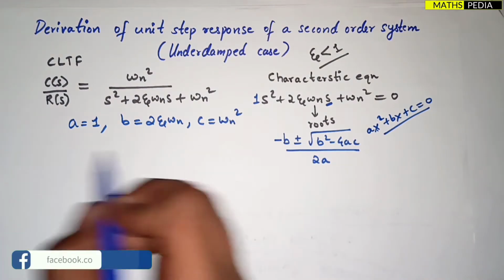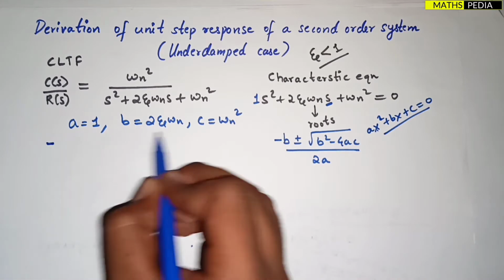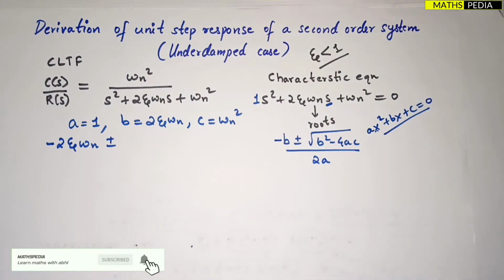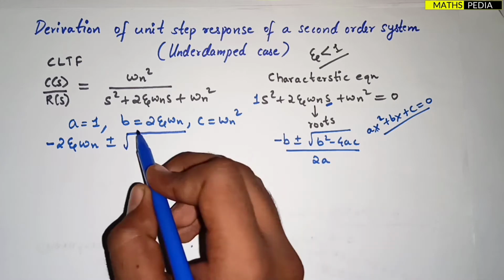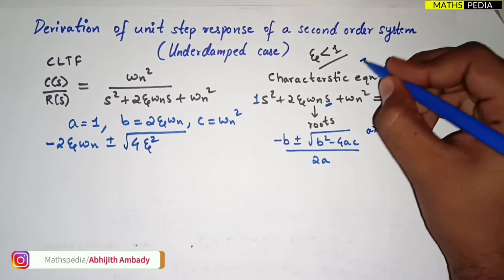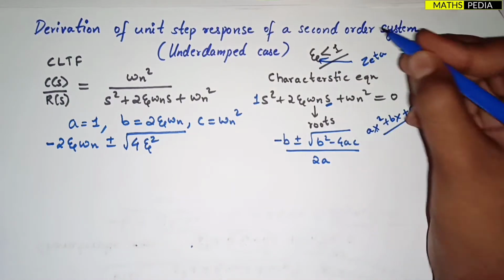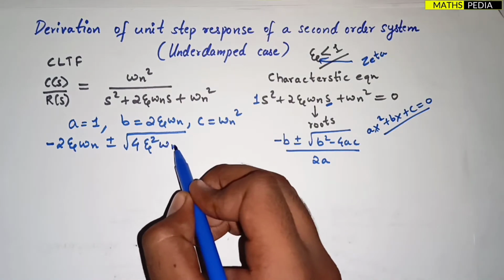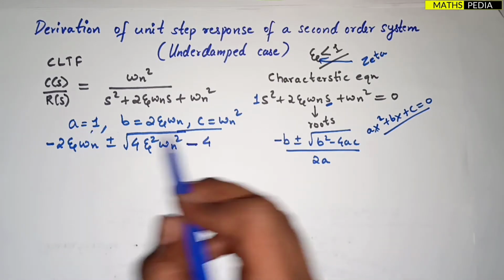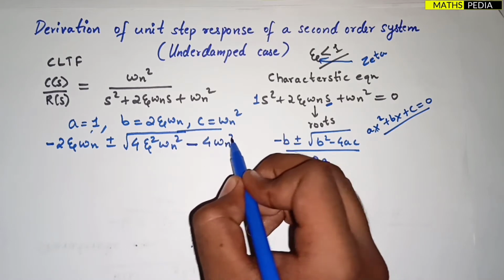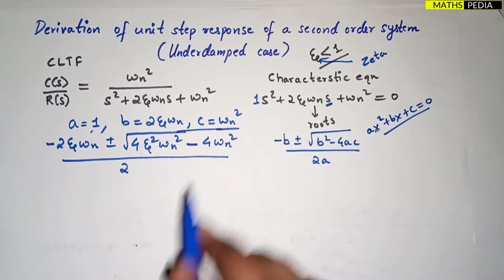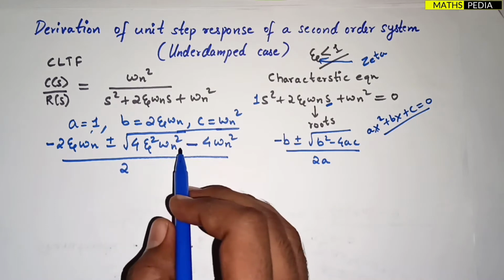When I apply this formula, minus b value is minus 2 zeta omega n, plus or minus the square root of b square, that is the square of this: 2 square is 4, zeta square, omega n square, minus 4ac, minus 4 into a, which is 1, into c. The whole thing is divided by 2 into a, which is 1. This will be the final thing. Now from this I can simplify this equation.